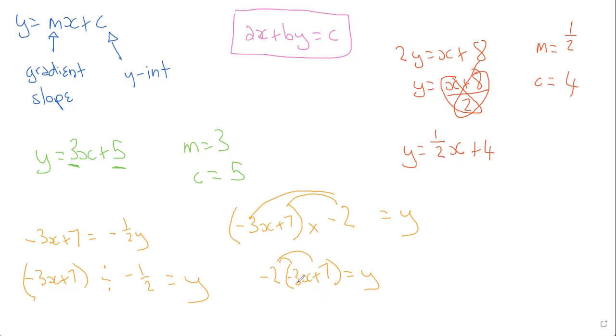Negative 2 times negative 3x is positive 6x, right? They cancel each other out. Negative 2 times 7, negative 14. So now I can just see that my slope is 6, the number in front of x, and the y-intercept is -14 because it's this.